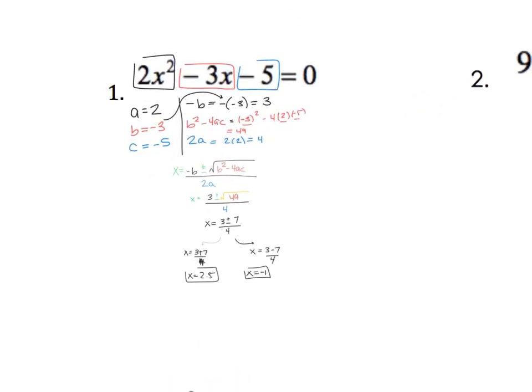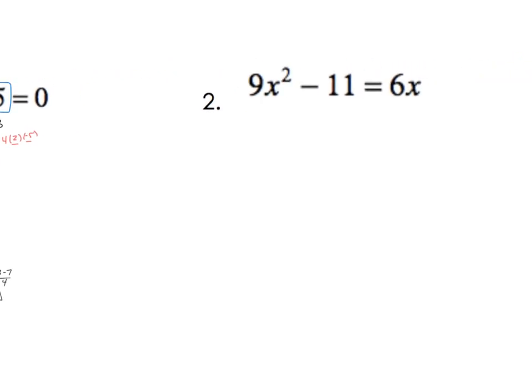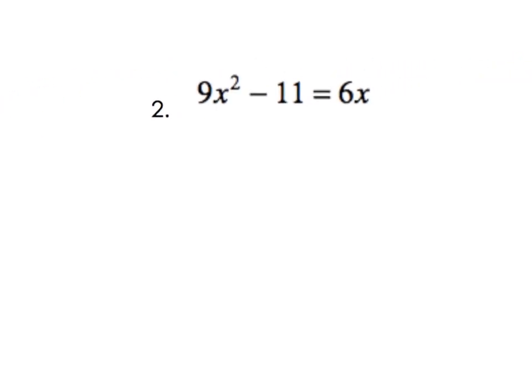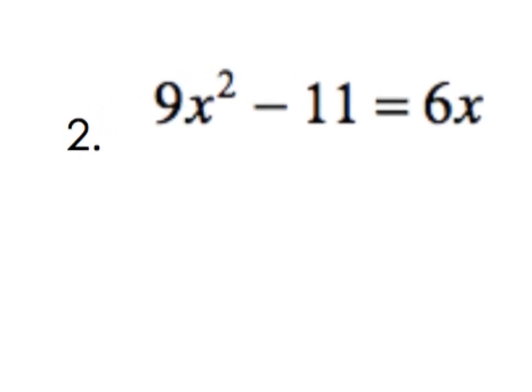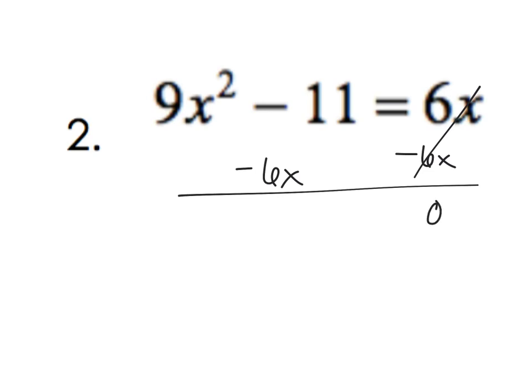All right, if you're stuck, rewatch. If you are like, you know what, this actually isn't that bad, let's go on to the next example. So I have 9x squared minus 11 equals 6x. We don't like our 6x on the right-hand side. So to get rid of that 6x, we subtract 6x from both sides. So I get 0 equals 9x squared minus 6x minus 11.